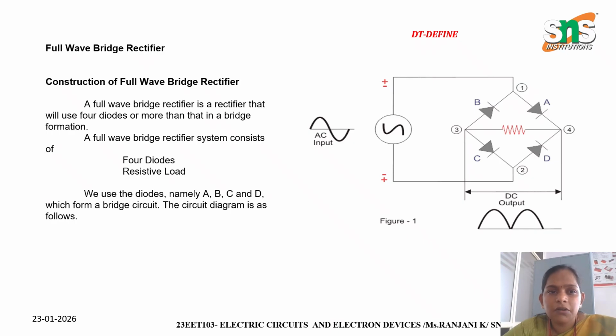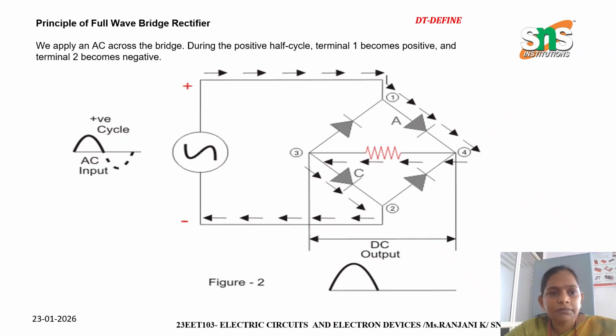So let us see about full wave bridge rectification and the construction of the full wave bridge rectifier. The full wave bridge rectifier is a rectifier that uses 4 diodes in a bridge formation. In this diagram you can clearly see the 4 diodes and how they are connected, named A, B, C, D. It forms like a bridge, and the resistor load is connected in between the bridge. So let us see the principle of the full wave rectifier.